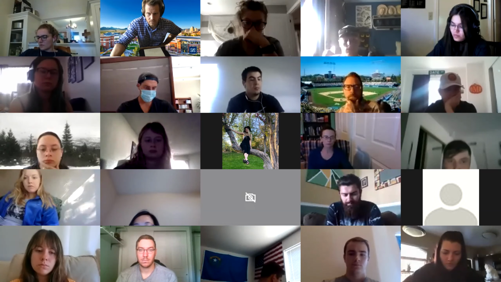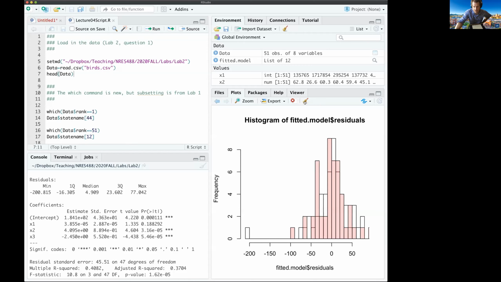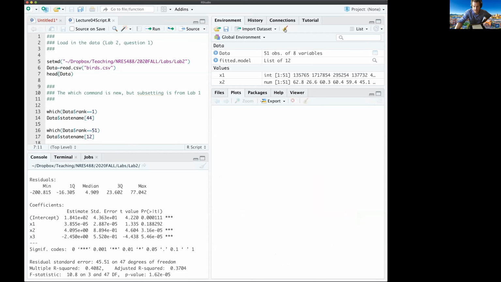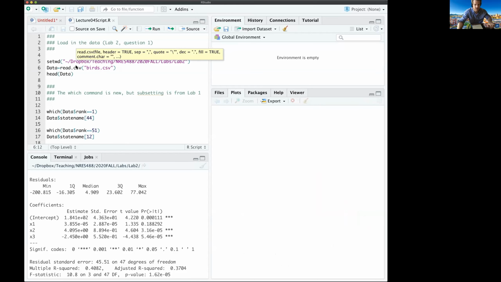Okay, I'm going to clear this and clear this. This little broom clears everything in your R environment and all your plots.